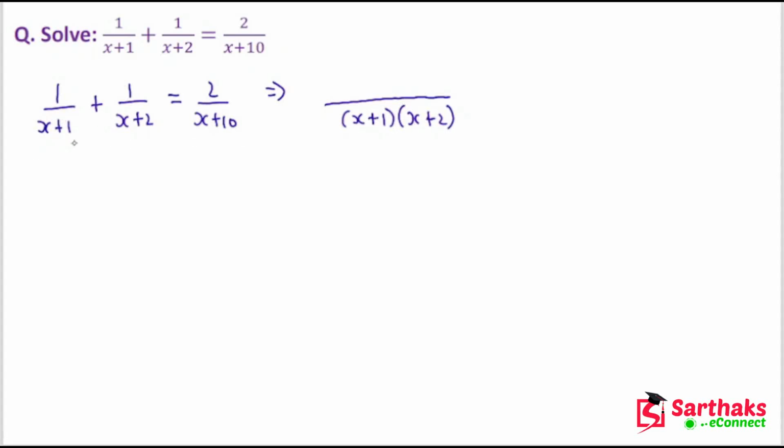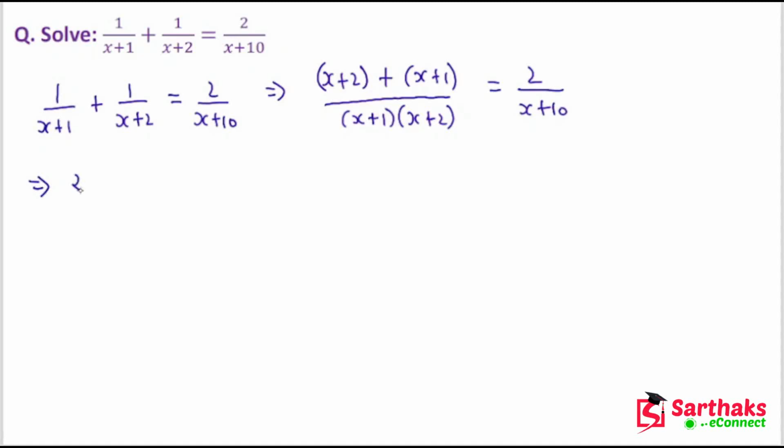So we have to multiply this by x plus 2, so we have to multiply the numerator also by x plus 2, so it will be like this. Plus, to get this denominator, we have to multiply this by x plus 1, so we have to multiply the numerator also by x plus 1, and here we have 2 upon x plus 10 as it is, right?